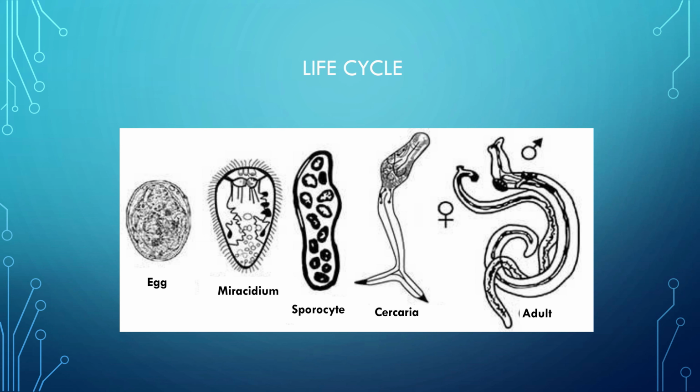Sporocysts develop into larvae with suction mouths called redia. Redia can develop into more redia or become the next larval stage. Redia develop into a tadpole-like larva called cercaria. The cercariae may be motile and have a tail, and infect a second intermediate host.